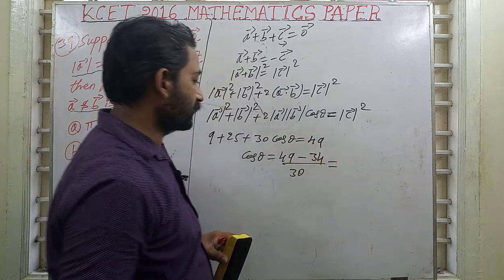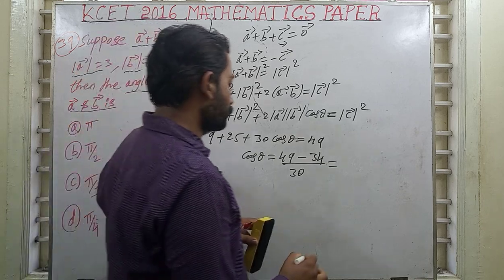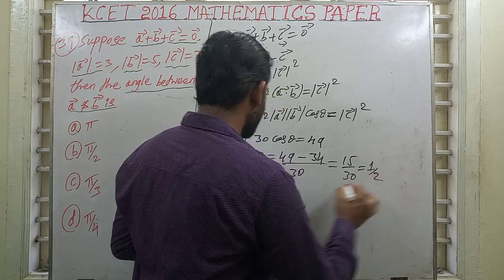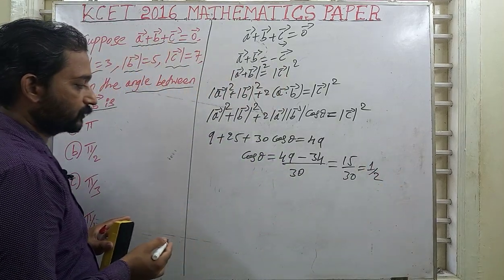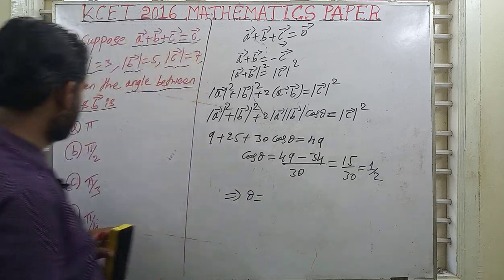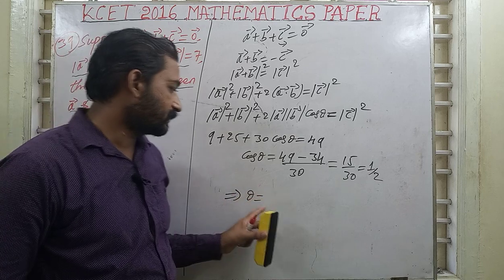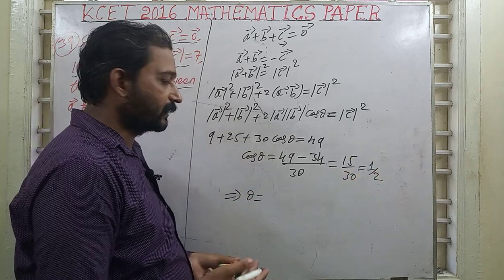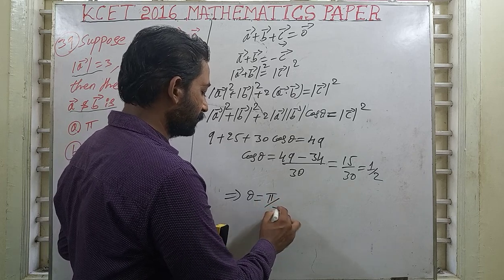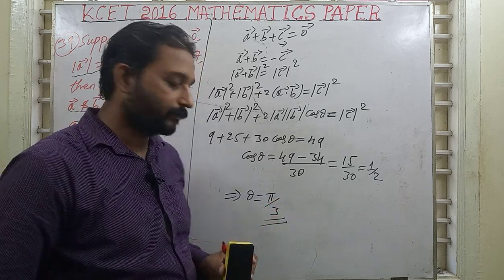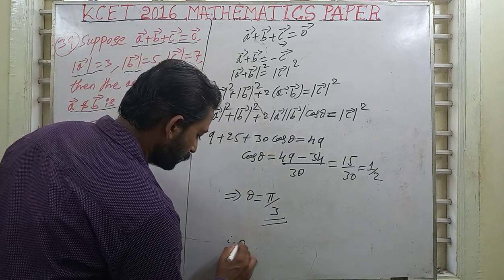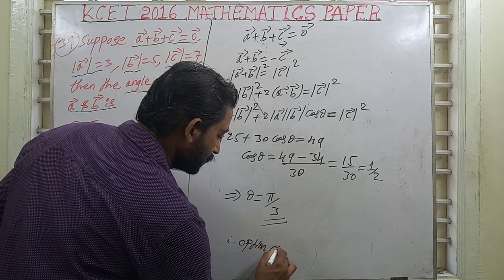So it becomes 49 minus 34, so 15 divided by 30 is equal to 1 by 2. When cos theta becomes 1 by 2, theta is equal to 60 degree. So cos 60 degree is equal to 1 by 2. 60 degree in radian is pi by 3, sorry, not pi by 6. 60 degree is pi by 3. So option C is the answer. Therefore option C is correct.